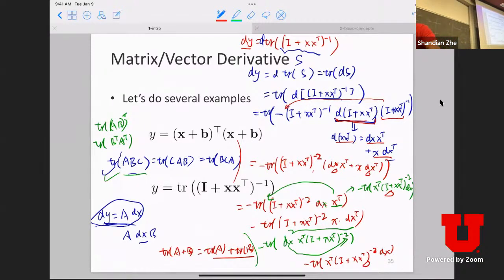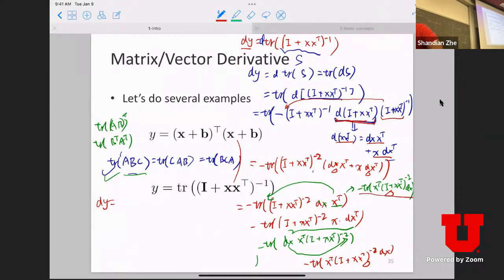So let me erase something. So now what we get is dy times, because this term is the same, so just times 2, right? Minus 2 trace x transpose I plus x transpose minus 2 dx.